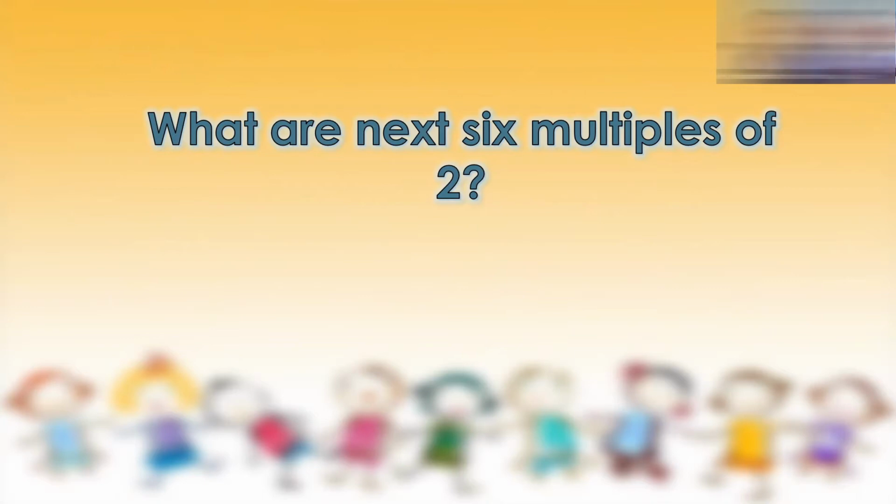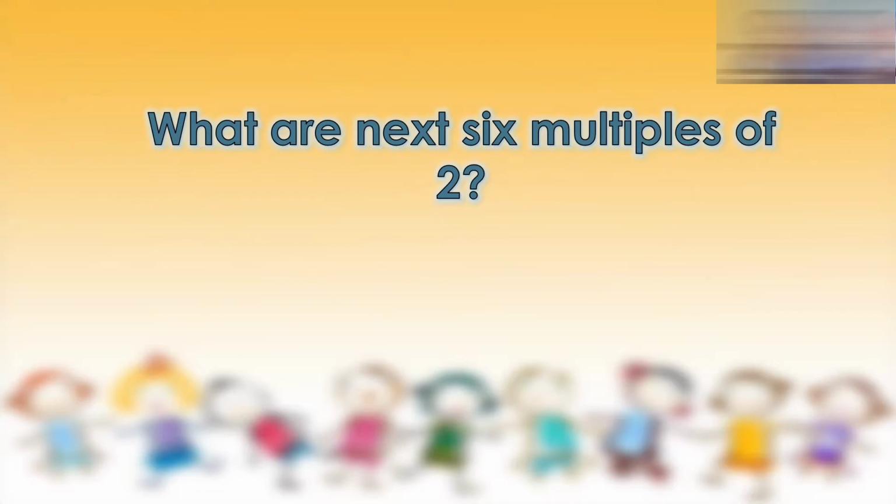2, 4, 6, 8. What number are we going to start with to get the next 6 multiples of 2? After 8, what's next? 2 times 5 equals 10. Okay, so 10. What's next? 12, 14, 16, 18, 20. These are the next 6 multiples of 2 after the first 4.